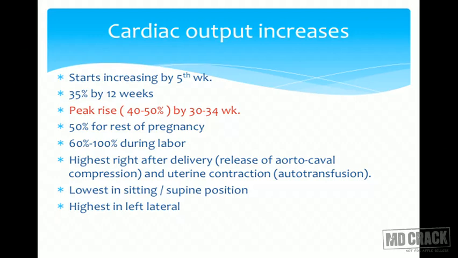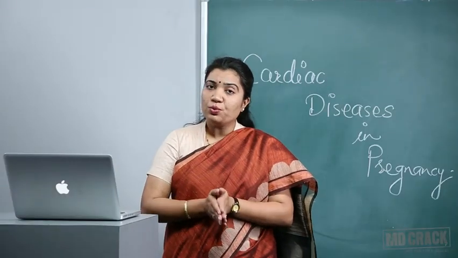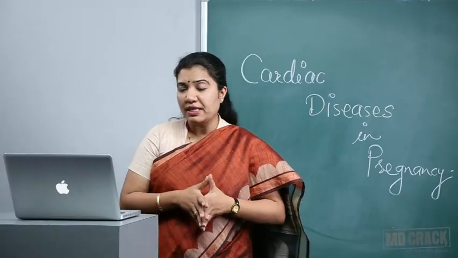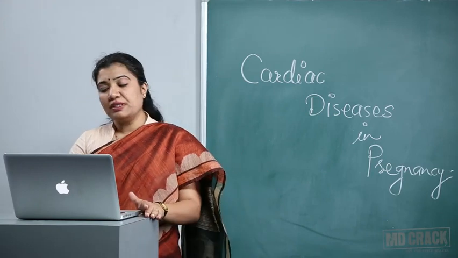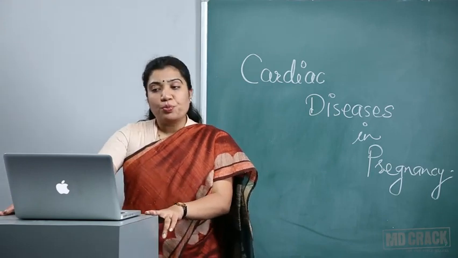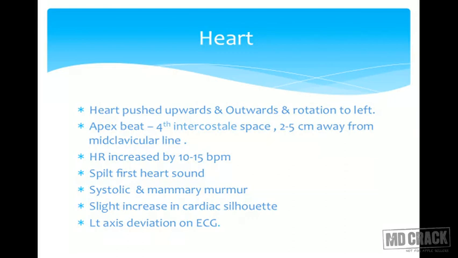The cardiac output is lowest in sitting and supine position and it is highest in left lateral. The reason is obvious. The pressure of the gravid uterus is removed when the patient is in left lateral position. That increases the venous return and thus increases the cardiac output. Changes in heart: the heart is pushed upwards, outwards, and there is a little rotation towards the left during pregnancy. So these are all physiological conditions. If you find these changes either on X-rays or ECGs, you should not worry about them. The apex beat is in the 4th intercostal space, 2.5 cm away from the midclavicular line.